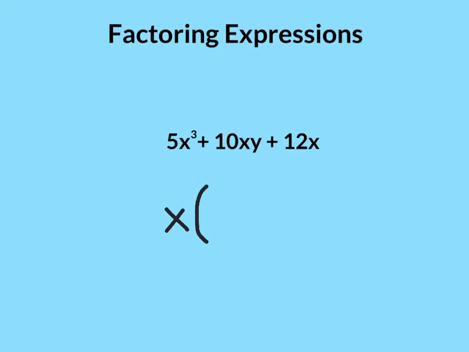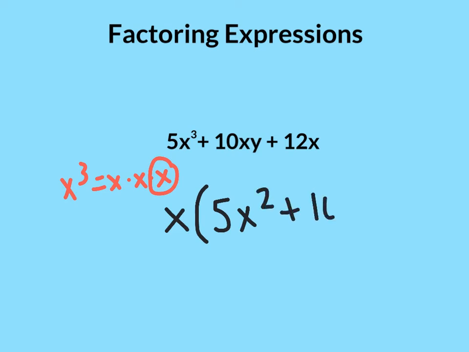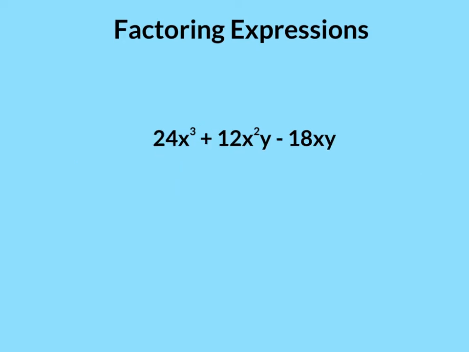So we need to pull out an x from x cubed. So of course, x cubed is the same as x times x times x. So I'm pulling one of those factors of x out and putting it in front of the variable. So I'm left with x squared. So 5x squared plus 10y, because I've removed the x, plus 12, because again, I removed the x at the beginning of the parentheses. So here's our final example.